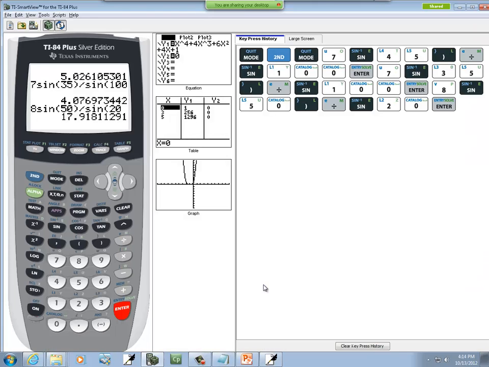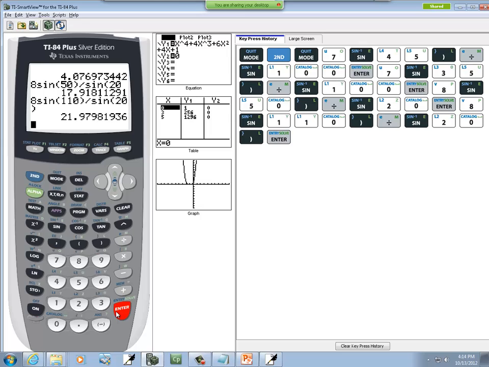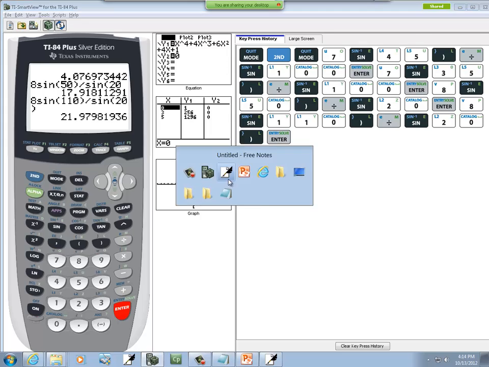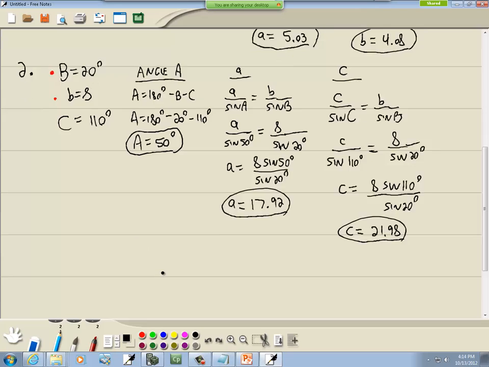So C is going to equal 8 sine of 110, close parentheses, divided by sine 20. And enter. And we get 21.98. And see, our largest angle is C, and that's our largest side, so that works. Smallest angle is B, and our side B is the smallest one, so that works.